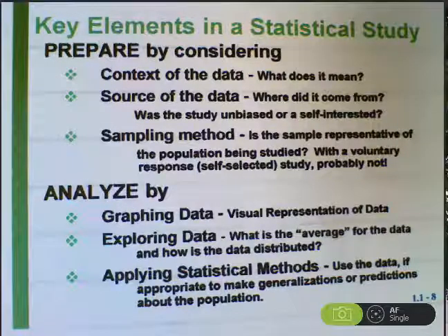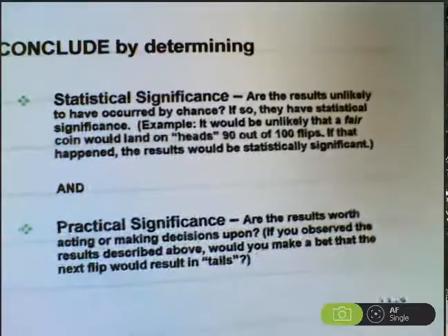You analyze it by graphing. We'll talk about different kinds of graphs. We'll look at different characteristics of the data as we explore it. We'll look at measures of center, such as mean, median, and mode. We'll also talk about how, sometimes, not only do we need to know the mean, we need to know how the data is spread out about the mean. That's called measures of distribution, and we'll talk about it later. But we have to explore the data, and then we will apply all the statistical methods that we learned this semester and do almost all of them on a TI 83 or 84. So we prepare for a study, we analyze our data, and then we make conclusions.